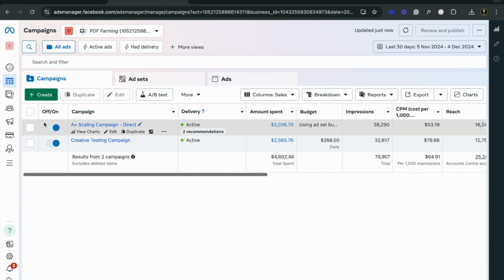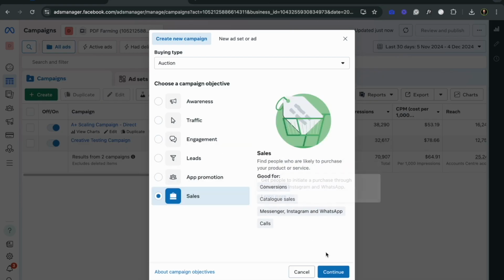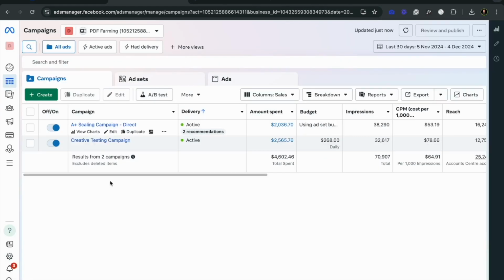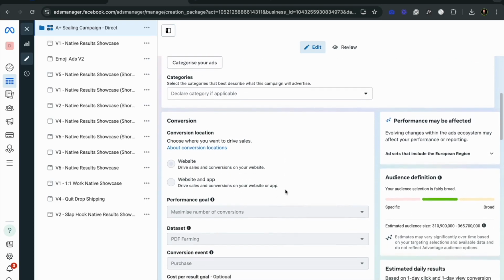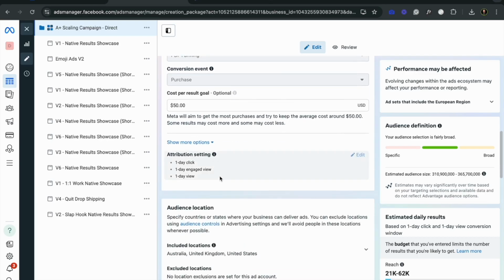So yeah, we then set up an A+ scaling campaign. What you can do is create, you do sales, you're going to do conversions, and then you do advantage shopping campaign. Basically we just shorten it to just A+. Inside this, you can see here it's a bit of a different setup. You've got campaign level, and then you've got loads of ads underneath it. So what you're going to do here is, again, website, maximize conversions, the same stuff as before.